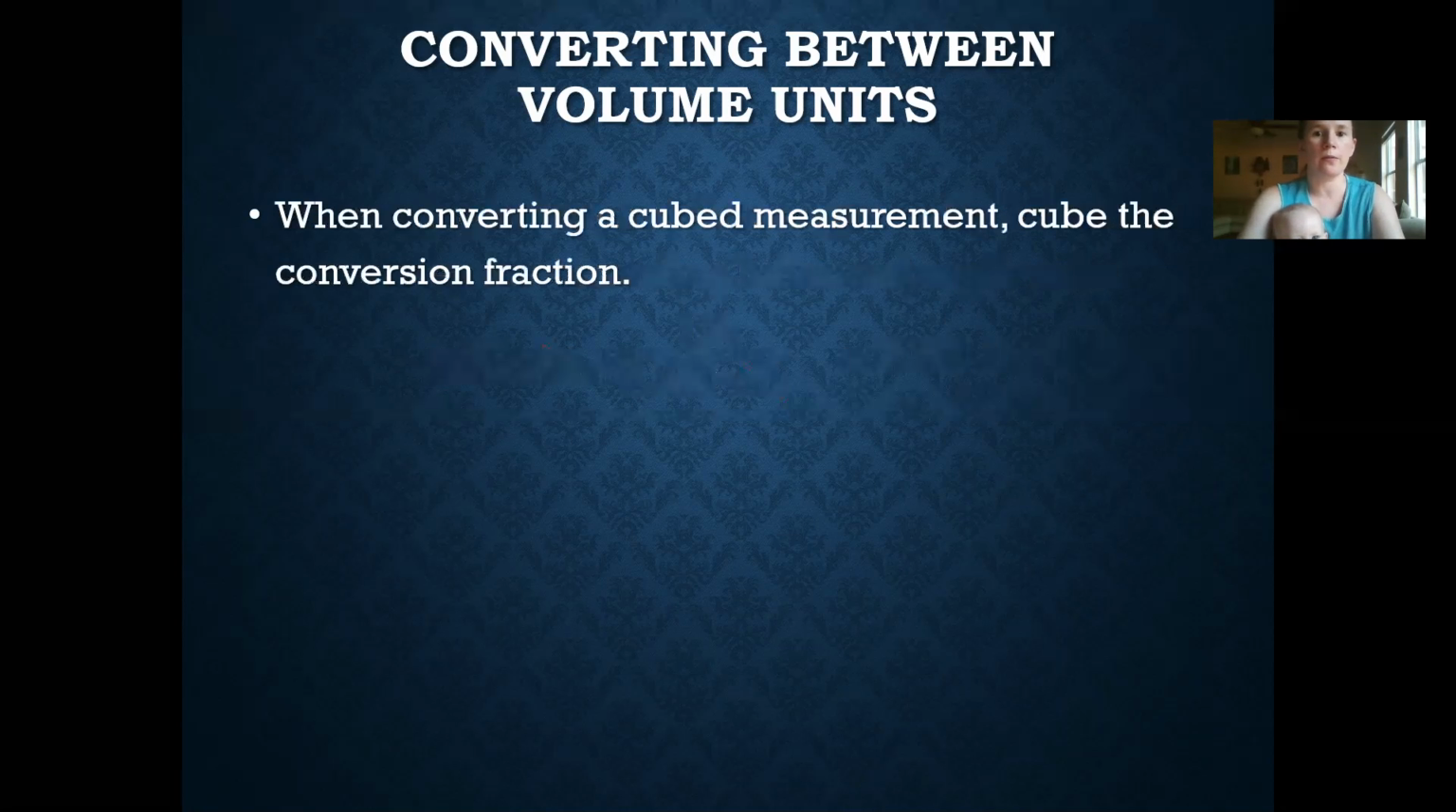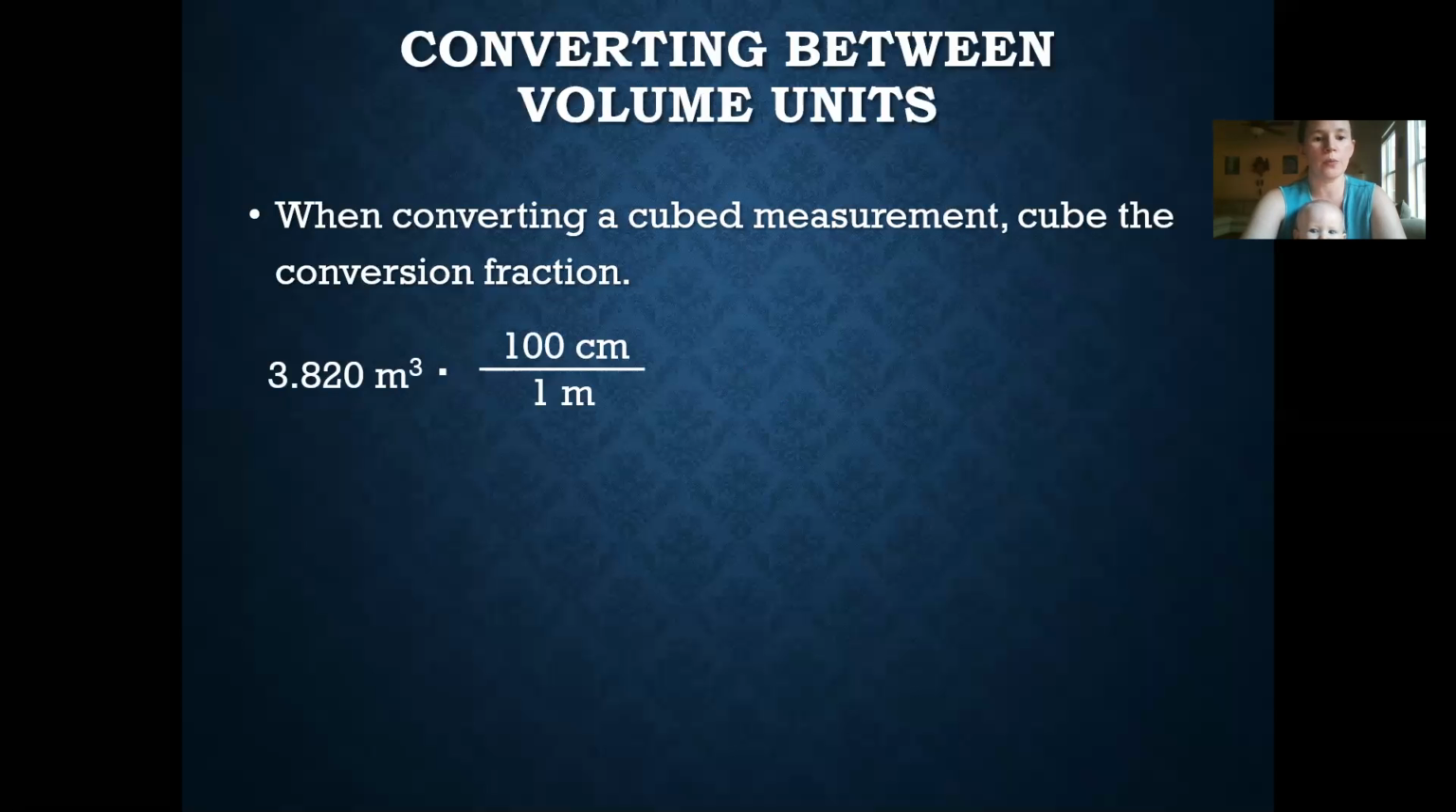But what if you start with something like cubic centimeters and you want to convert it to liters? So we know that there are 100 centimeters in a meter, but if you start with a cubed measurement and you want to convert to another cubed measurement, you have to use a cubed conversion fraction. So for example, let's say you want to convert 3.820 cubic meters to milliliters. We know 1 cubic centimeter equals 1 milliliter. And so a simple way to calculate it is to just convert cubic meters to cubic centimeters, because then we can just say, well, however many cubic centimeters we have is exactly however many milliliters we have. So it's super simple to just convert it that way.